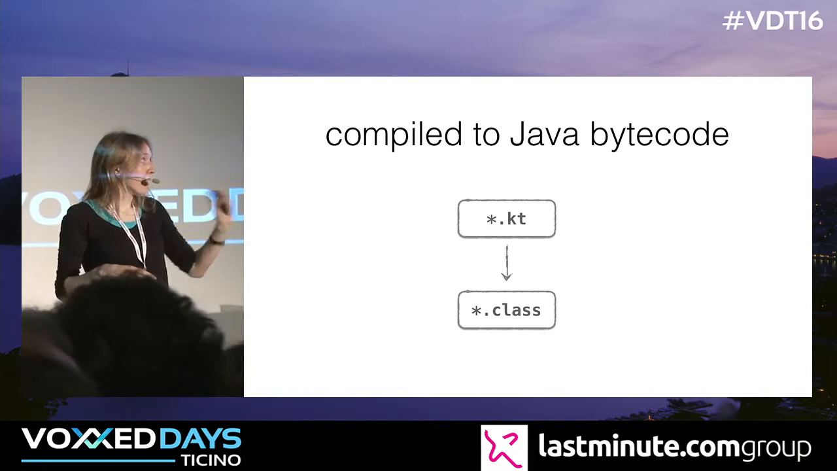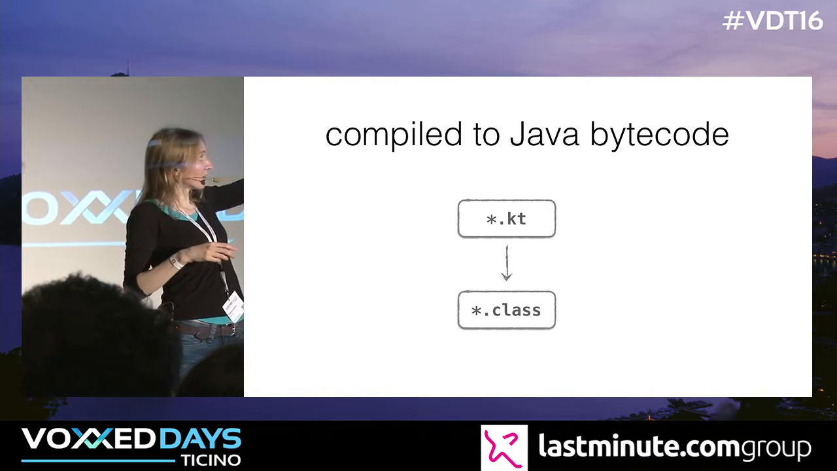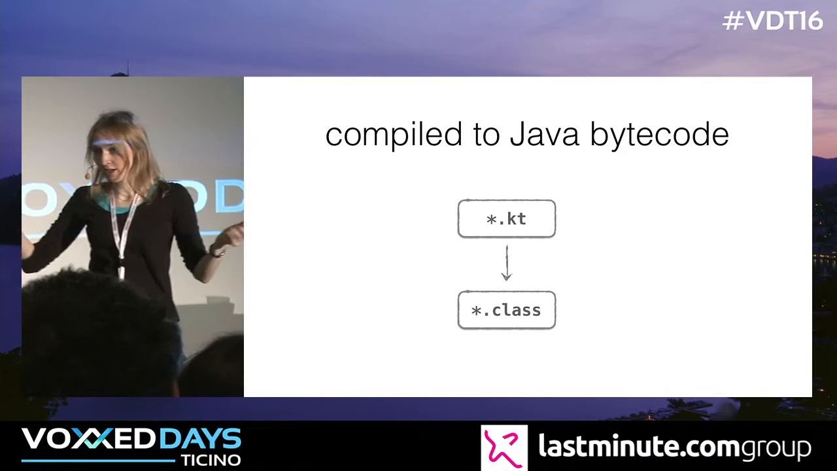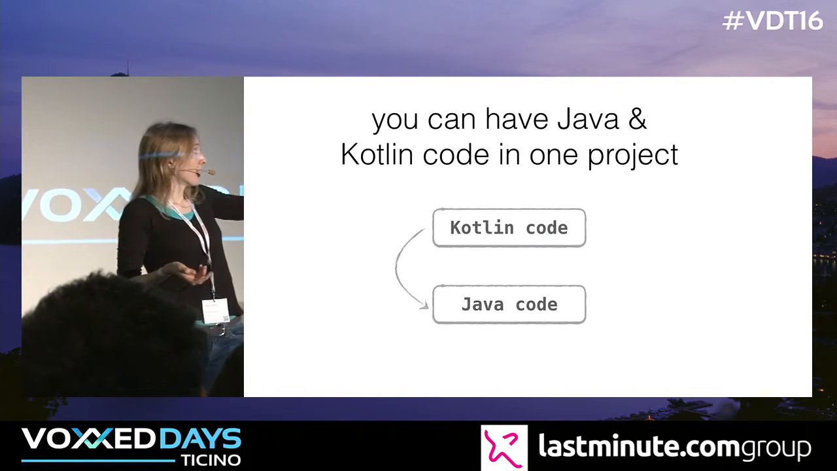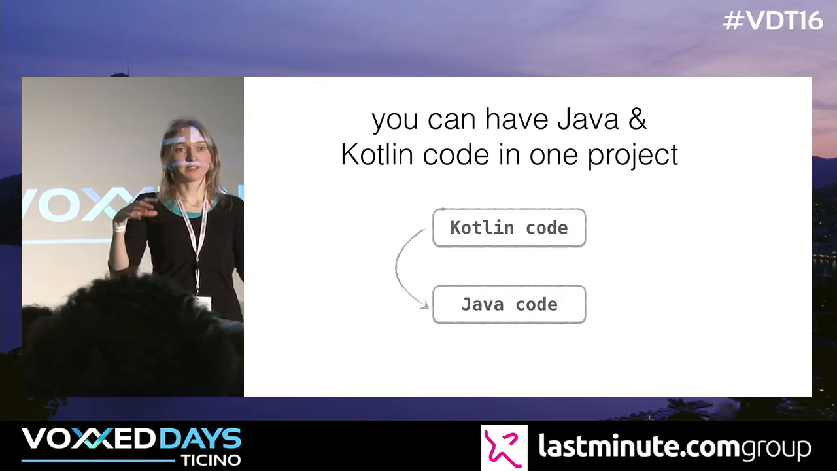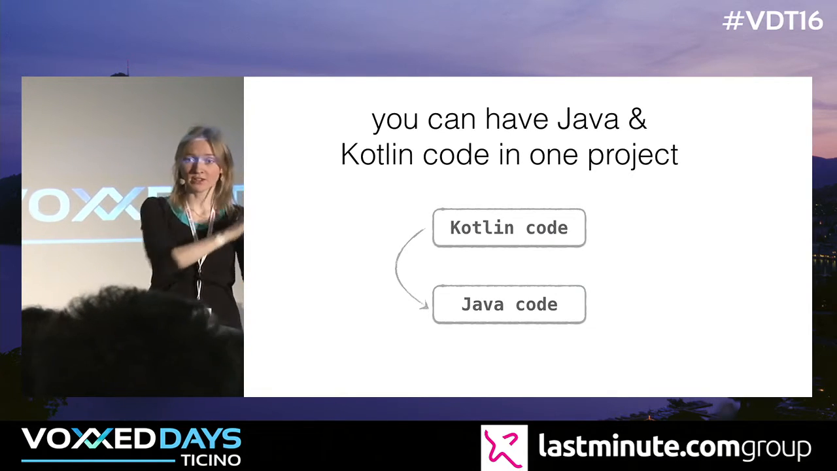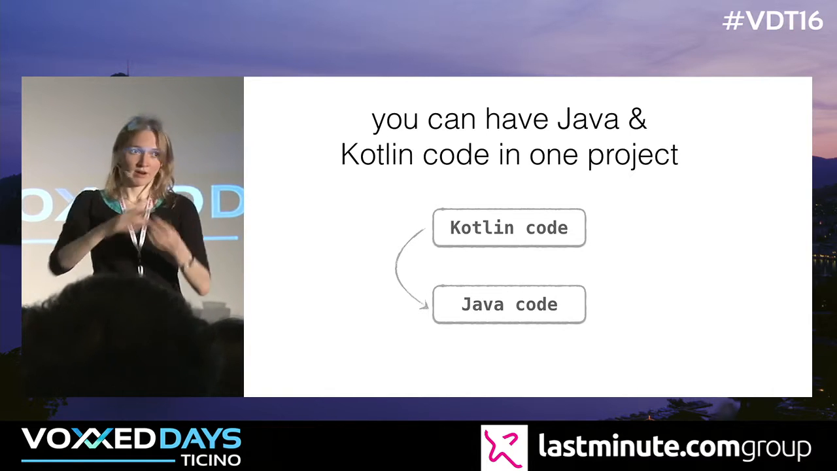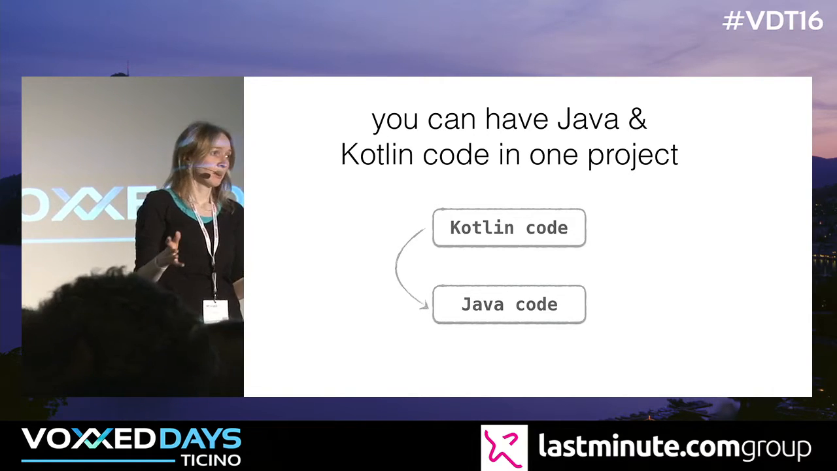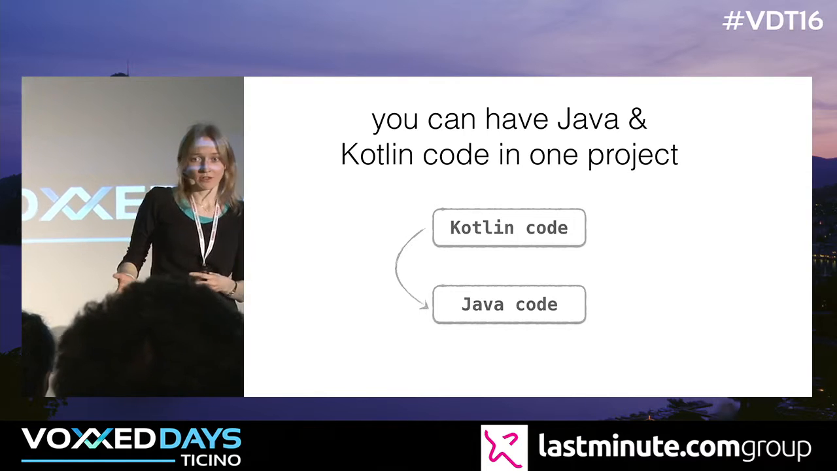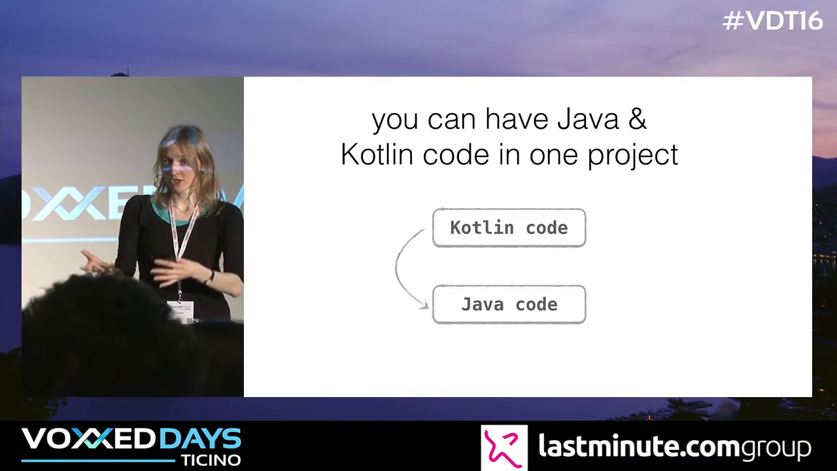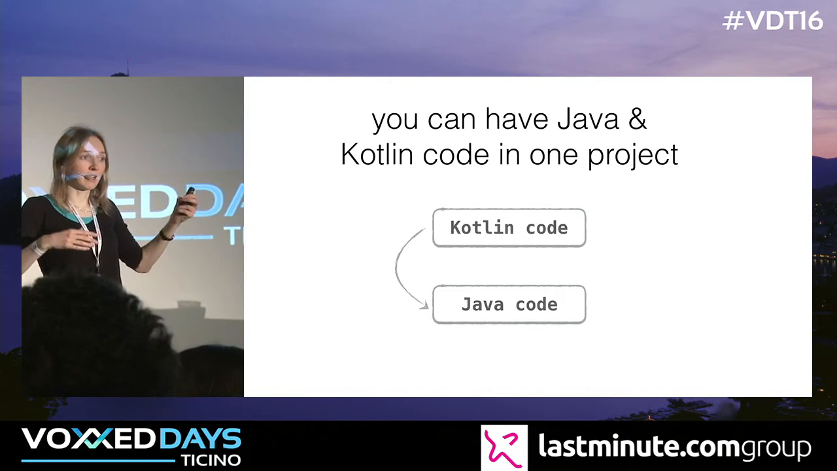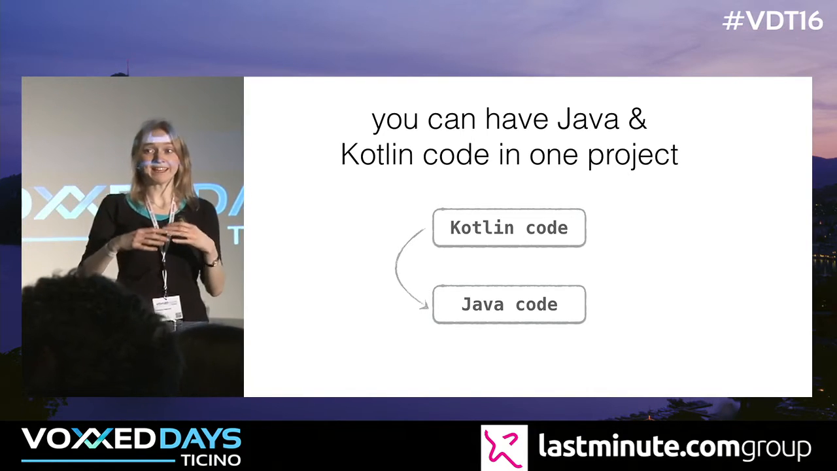Kotlin code is compiled to Java bytecode, and for sure you can use it in your project. That's an easy thing to do from every JVM language, to call Java code from it. Because it's compiled to the same bytecode, you can use Java functions, Java libraries, etc. But with Kotlin, it works in the other direction with ease.